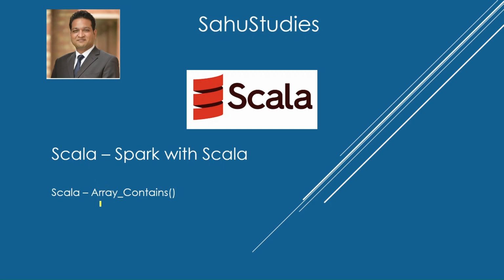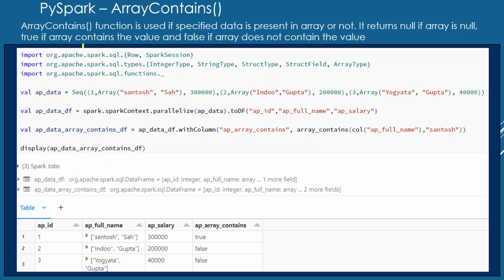In this video, we are going to discuss the array contains function in Scala. So, what is the array contains function? The array contains function is used to specify whether data is present in an array or not.